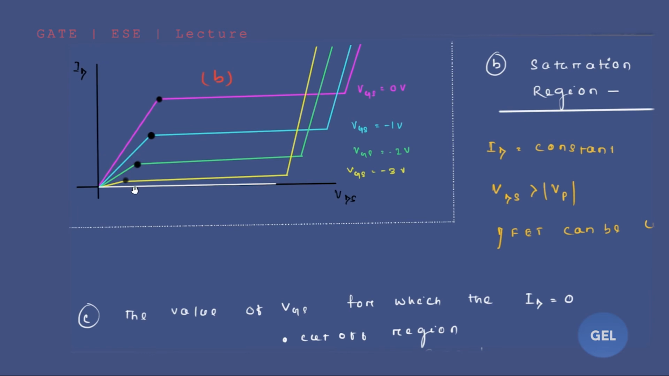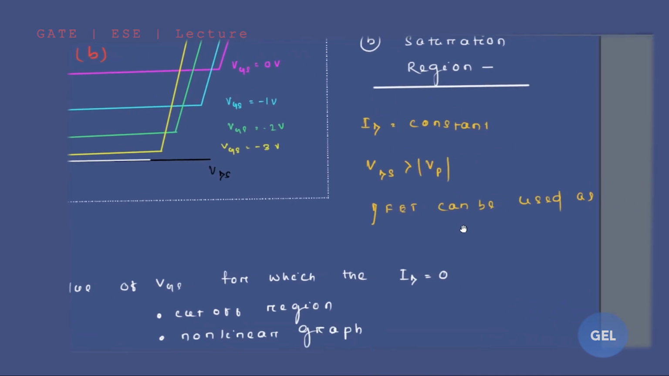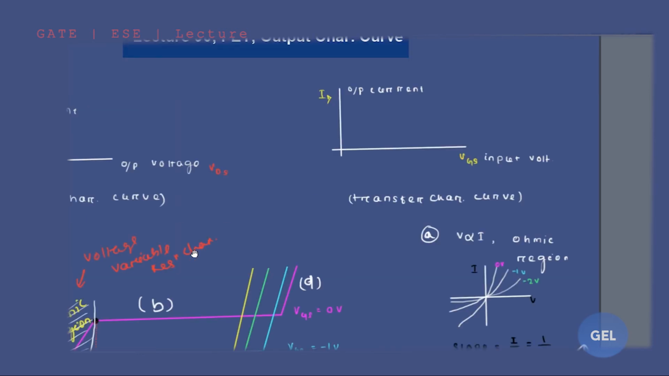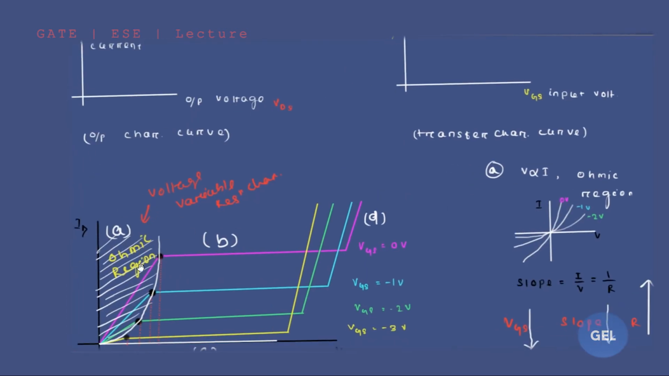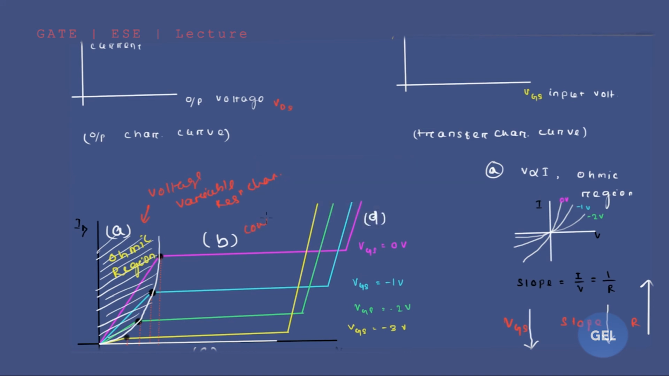That means with increase in VDS, which is greater than VP, whatever VDS value you put beyond VP will give you constant current. That means JFET can be used as a constant current source. Clear, this point? So this region shows voltage variable resistance characteristics, and this one shows constant current characteristics. Which one? B part.